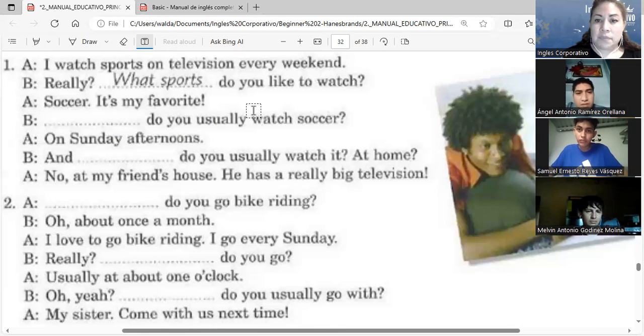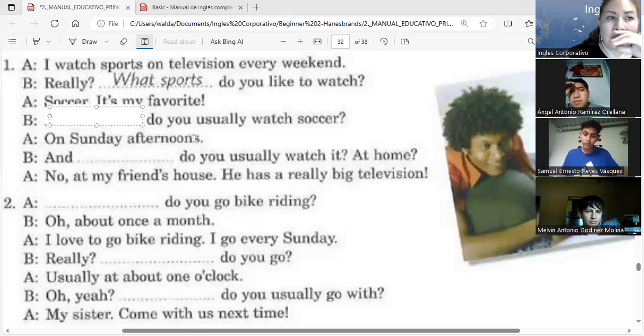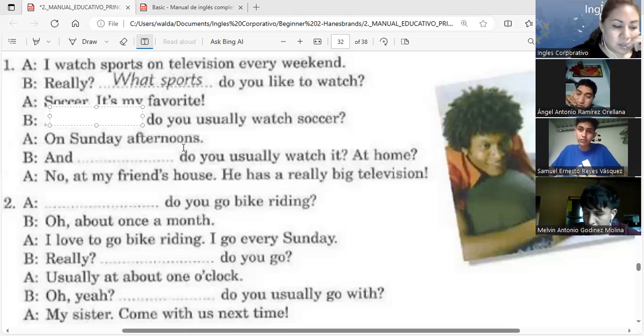What do you think we're going to write here? Do you usually watch soccer? And the answer is on Sunday afternoons. What would be the correct answer? Where? Where means donde? And the answer is on Sunday afternoons. If you say donde, it has to be a place, but the answer is on Sunday afternoons. So what is the question?